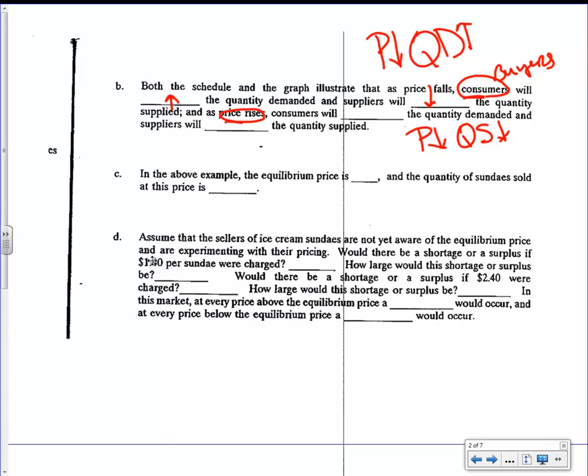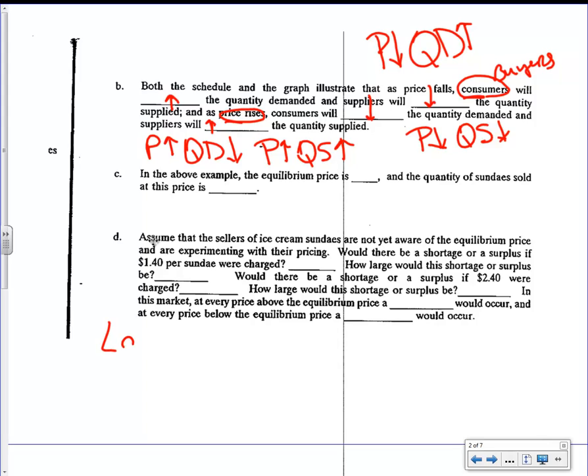Now let's go with the opposite. As the price rises, buyers do not want to buy as much, so quantity demanded will fall. And as the price goes up, suppliers want to sell more, so the quantity supplied will rise. So for consumers, buyers, the quantity demanded will fall. For suppliers, the quantity supplied will rise. This is the law of demand and law of supply.